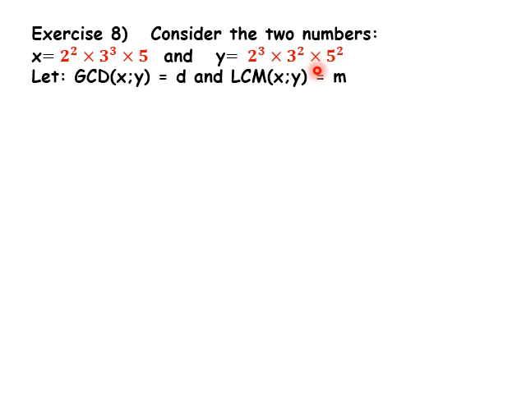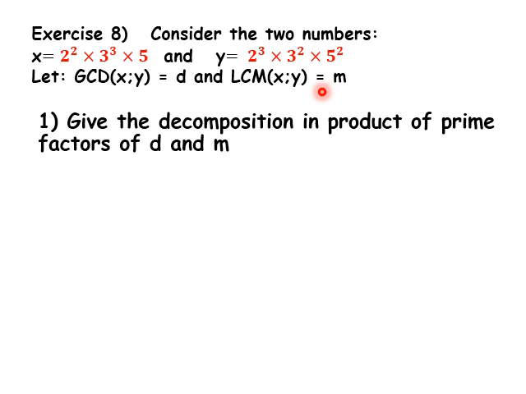Please, we don't have to calculate directly by using our calculator. Let's read the question well to know what's required here. Let the GCD of x and y equal small d and the LCM of x and y be m. The question is: give the decomposition in a product of prime factors of d and m. So I have to find d.